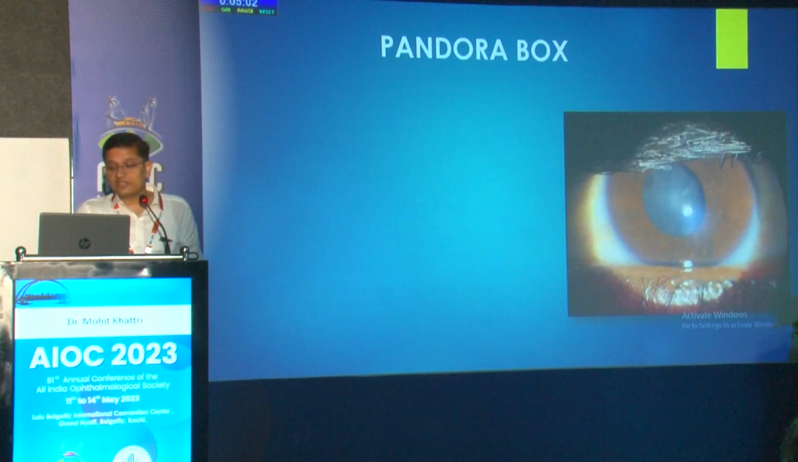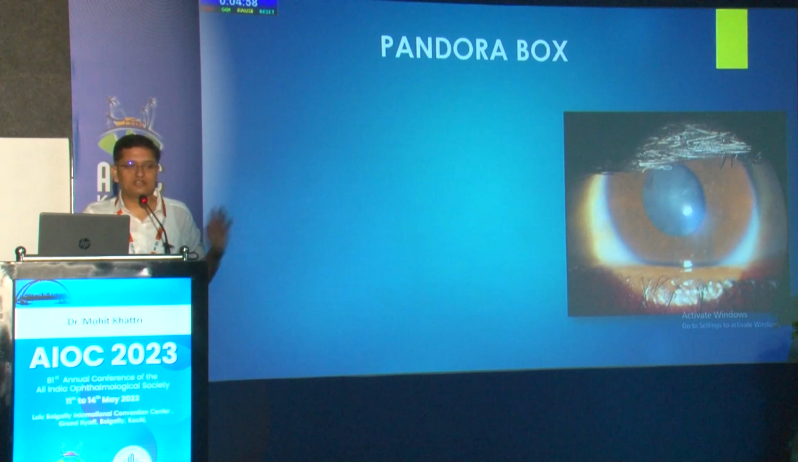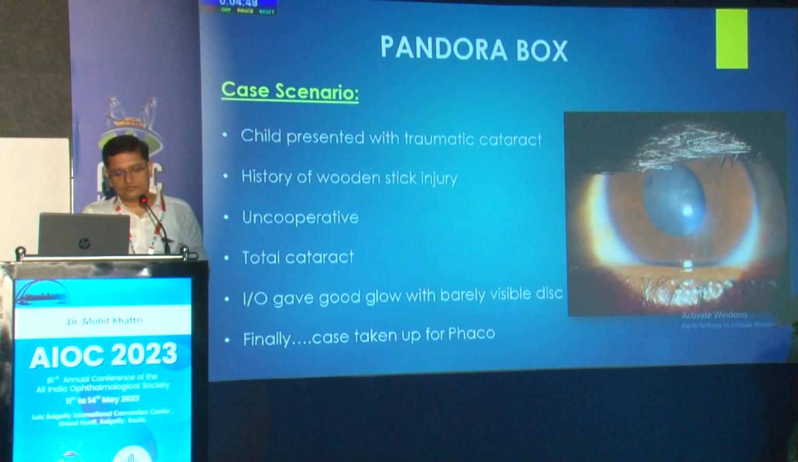A Pandora's box came. See this child. He has something brown. You can see that, with the cataract, on the cornea. He sustained some trauma with a wooden stick or something. Very uncooperative, crying, running here and there. So wooden stick injury was in the history. He was very uncooperative. A total cataract was there.